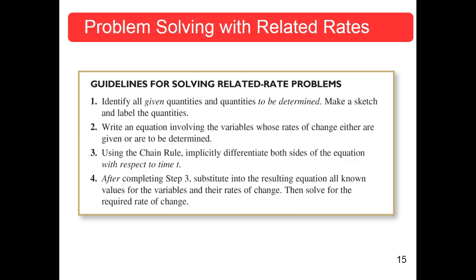So here are the guidelines for solving related rate problems. Identify all the given quantities and quantities to be determined. Now, this is true in all problem solving: everything that they give you plus things that you're looking for. If necessary, make a sketch and label the quantities. Sometimes pictures are worth thousands of words. Write an equation involving the variables whose rates of change are either given or to be determined. So if you have something that relates area to radius, write it down, pi r squared. Using the chain rule, implicitly differentiate both sides of the equation with respect to time, because when they talk about related rates, these are time rates. After completing step 3, substitute what you knew and what you're looking for, the rates of change, then solve for the required rate of change. All right.